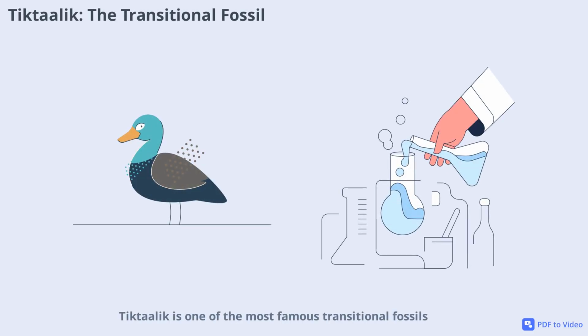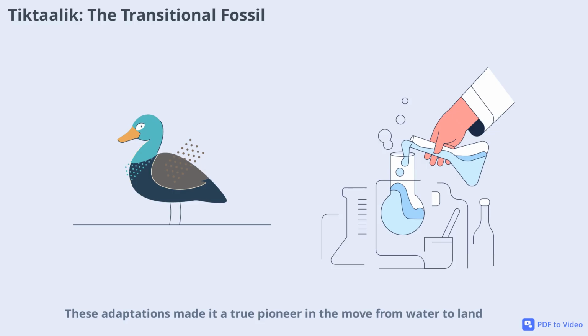Tiktaalik is one of the most famous transitional fossils, bridging the gap between fish and early tetrapods. It lived in shallow water but had features that allowed it to prop itself up and even make brief excursions onto land. Tiktaalik lacked the bony operculum covering the gills, giving it a flexible neck, and had strong pectoral and pelvic girdles. These adaptations made it a true pioneer in the move from water to land.